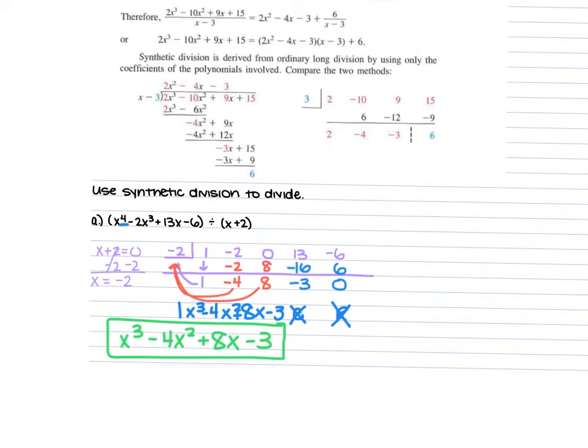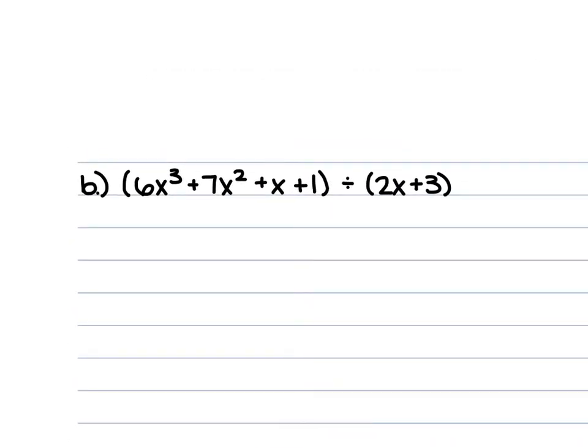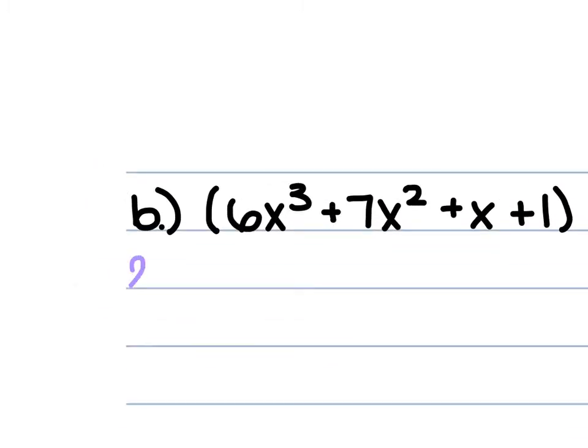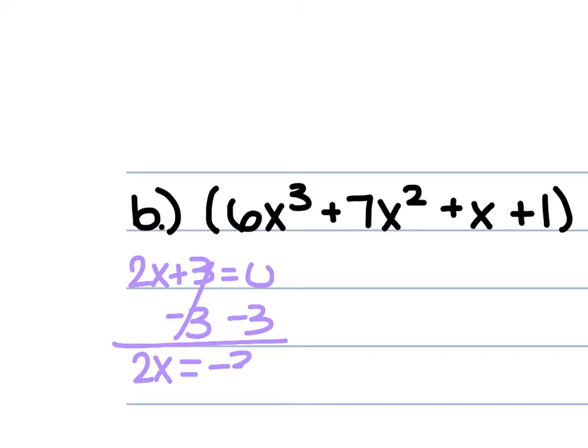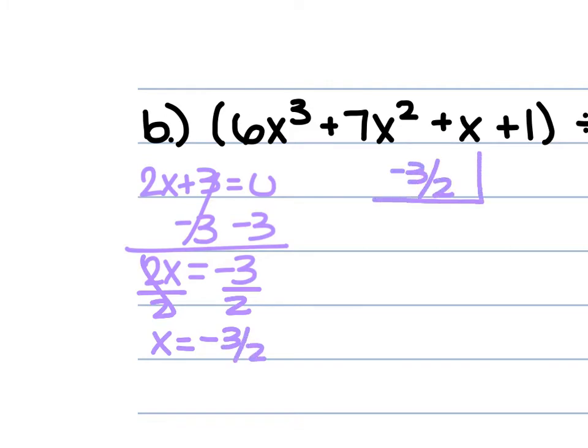If we look at our next example, we have example B, which is 6x cubed plus 7x squared plus x plus 1 divided by 2x plus 3. So again, that 2x plus 3, we're going to solve for x. 2x plus 3 is equal to 0. Subtract the 3 from both sides. We get 2x is equal to negative 3. Then divide each side by 2 to get that x is equal to negative 3 over 2. That negative 3 over 2 is going to go inside our little box on the outside.